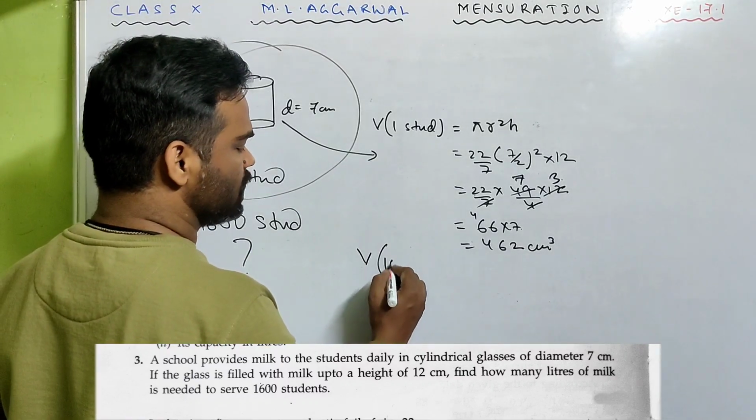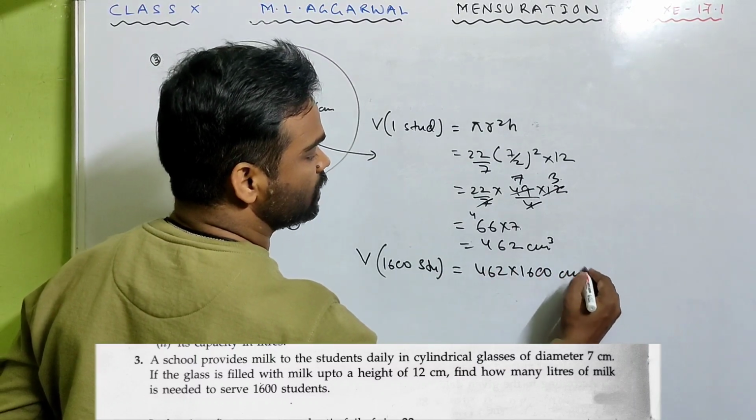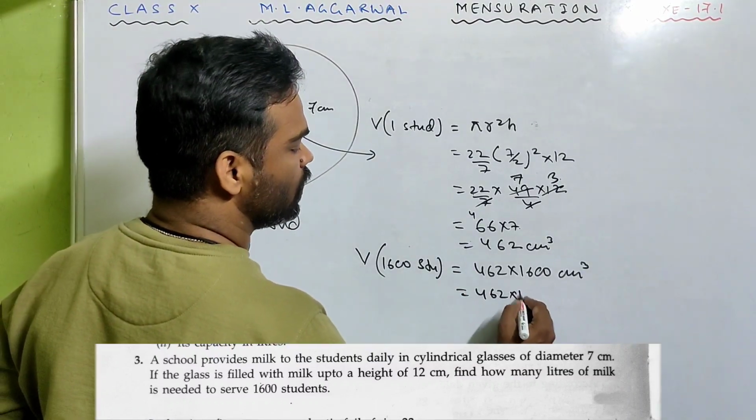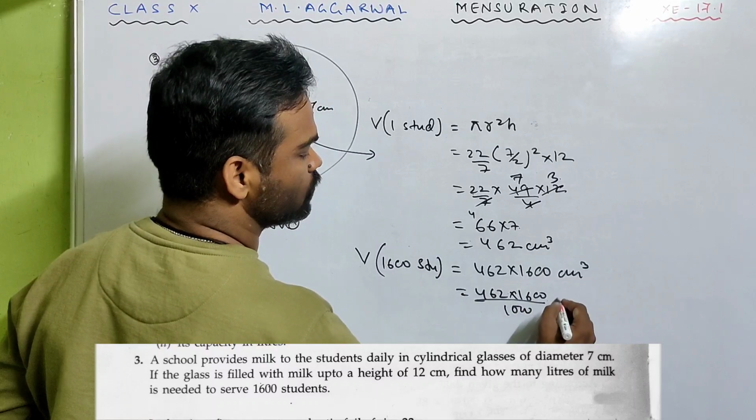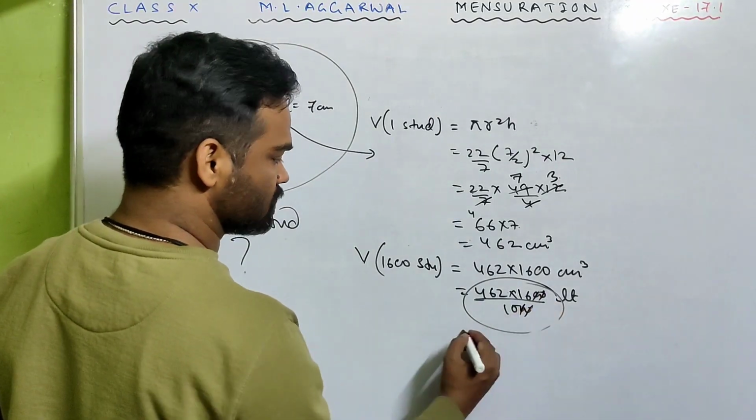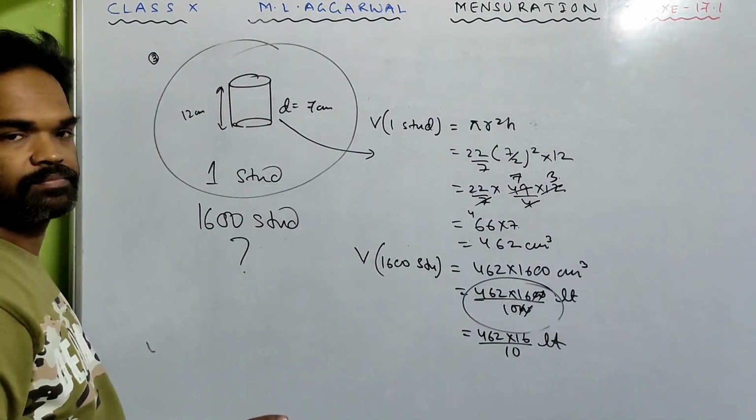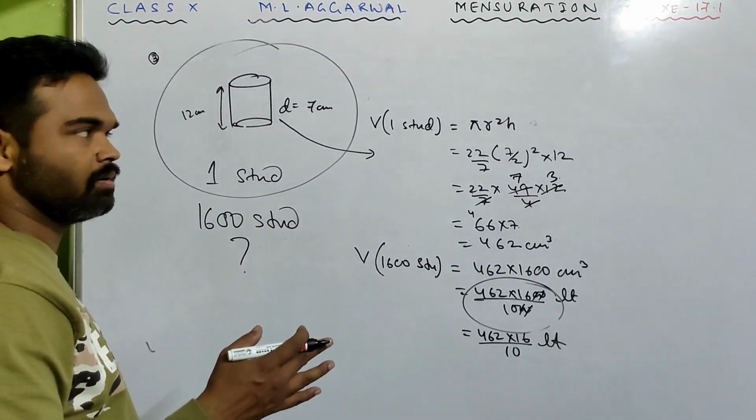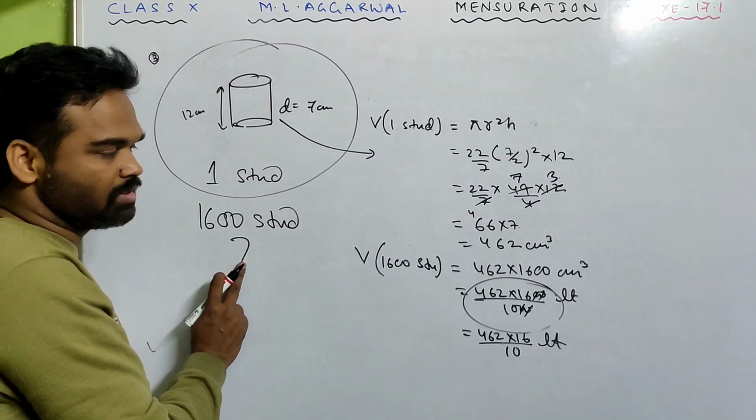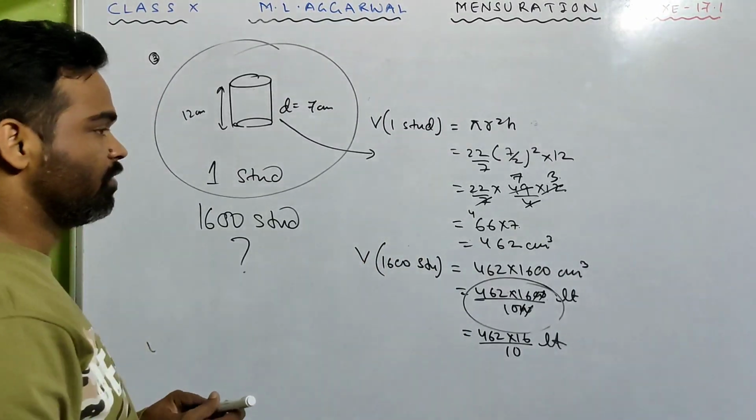So volume consumed by 1600 students is 462 into 1600 centimeter cube. This is the answer, but they've asked in liters, so what will we do? We'll divide by 1000. Solve it, we'll get the answer. So that's ultimately 462 multiplied by 16 divided by 10 liters. Very easy. Volume of milk served to one student multiplied by 1600 gives you the answer. And centimeter cube to liters you divide by 1000. Chalo, we'll do number 4 now.